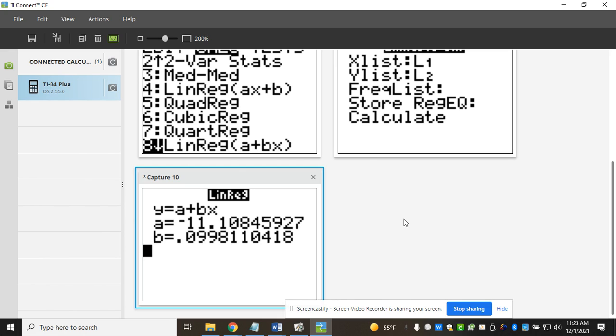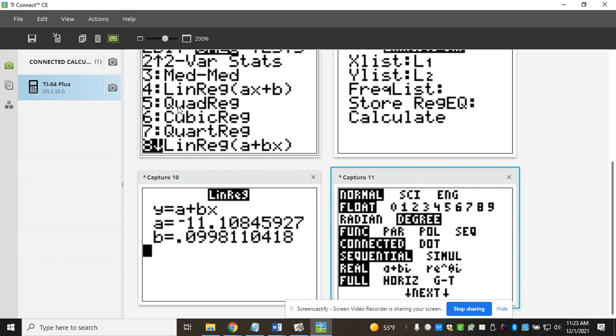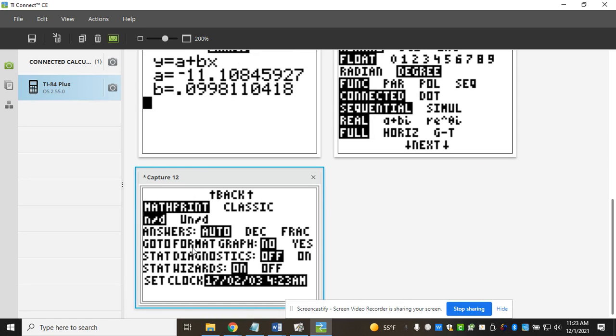If you go to mode, which is beside second up top, and then go to the bottom, you have this thing right here that says stat diagnostic that says off. That needs to be on. And if you are using your own calculator and you don't reset anything, you should have to do this once and never do it again.